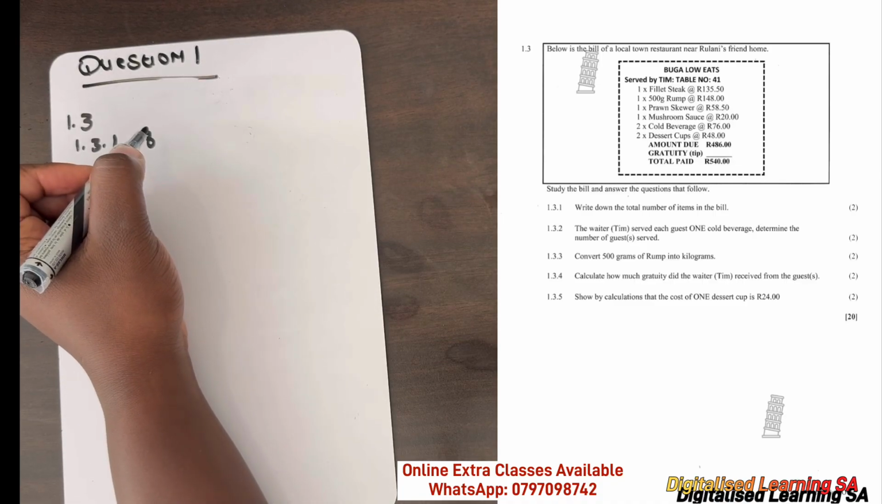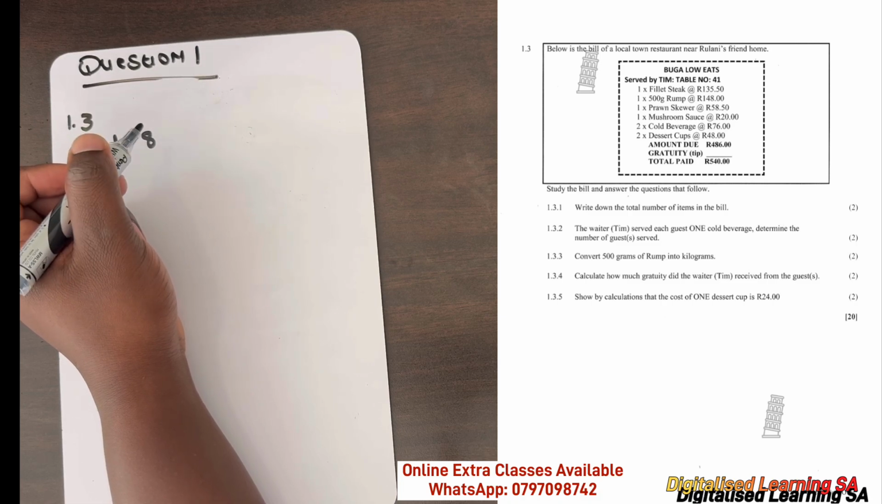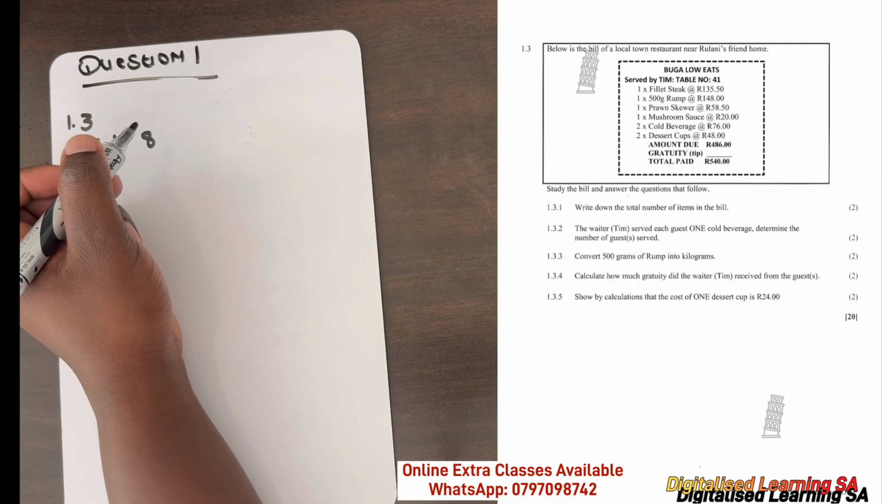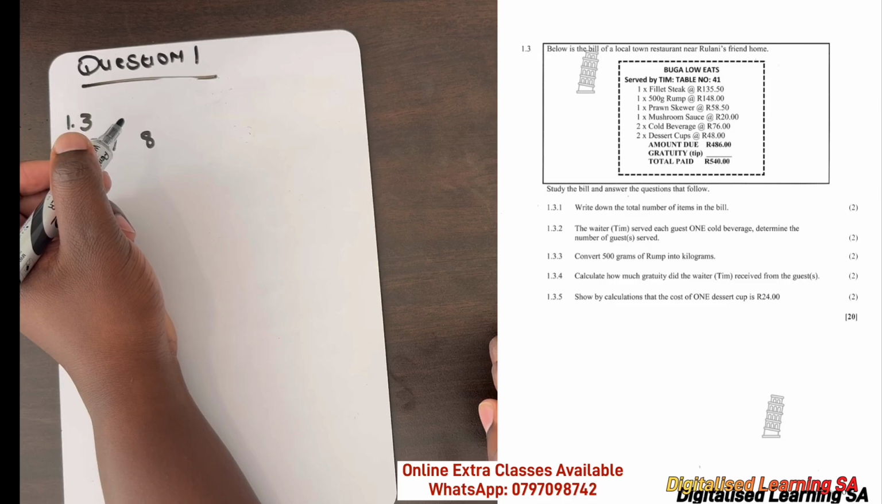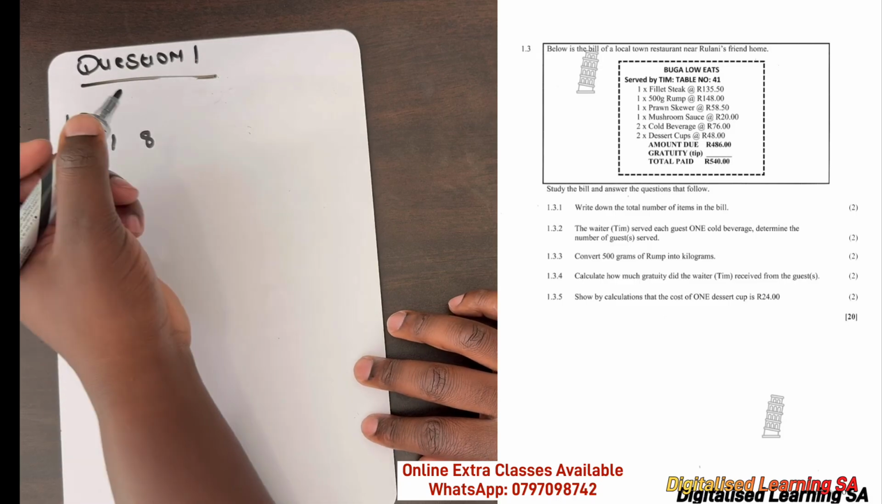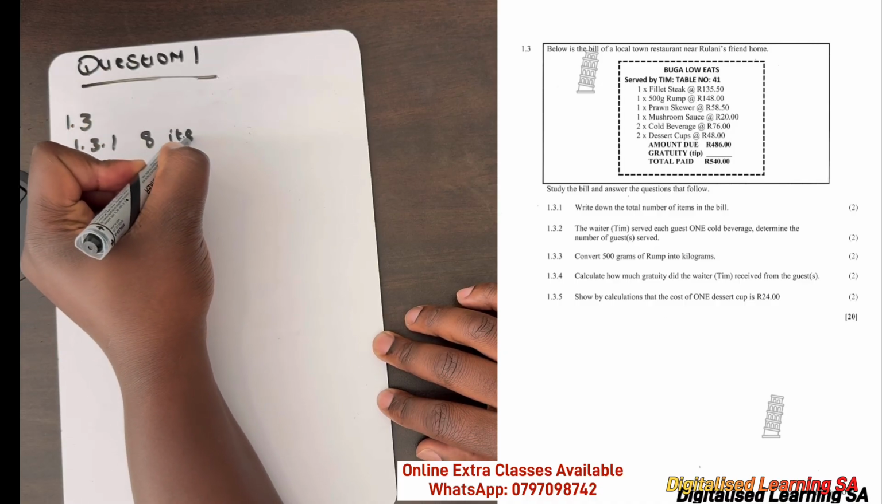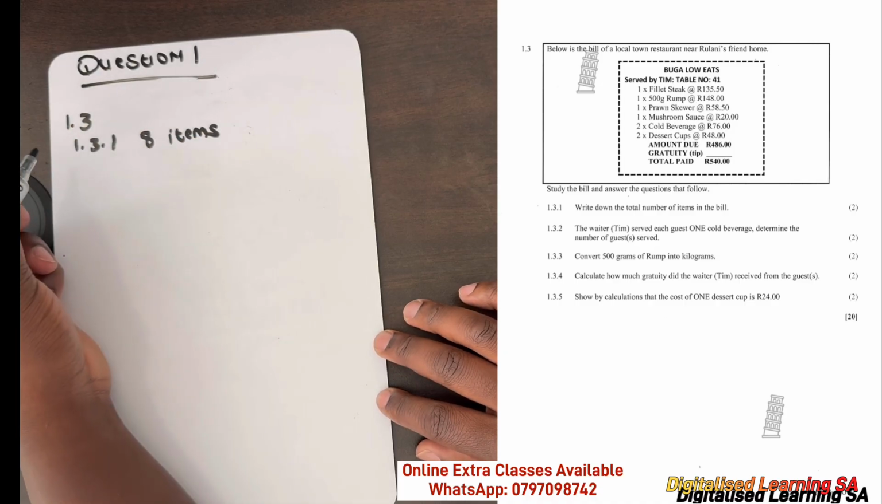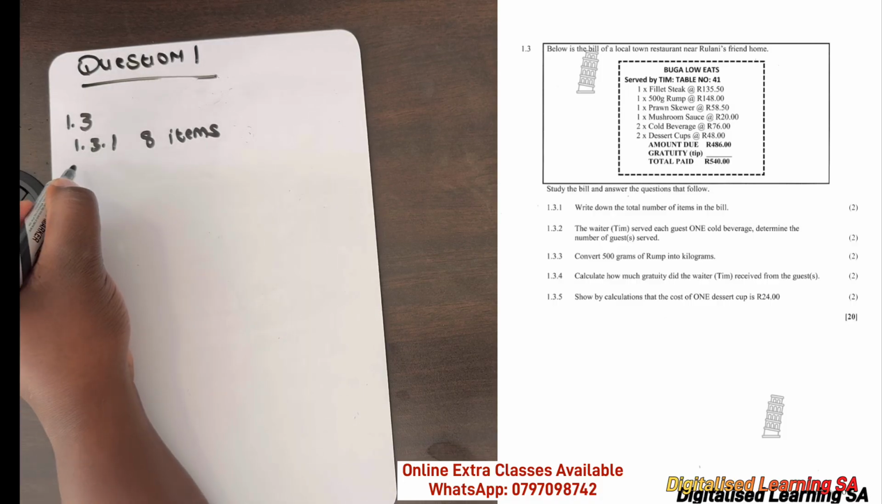In total, our items are 8. On the bill, we are only seeing 6 items, but if we add the additional 2, it brings us to 8 items, because cold beverages were 2 and dessert cups were also 2. So in total we have 8 items. Now let's move to the next question, which is question 1.3.2.